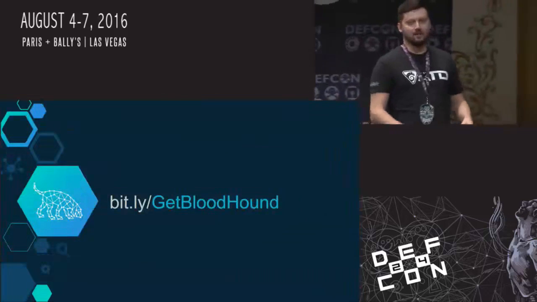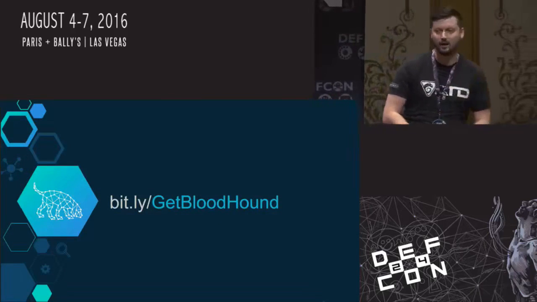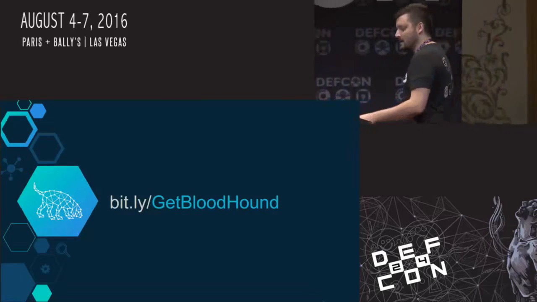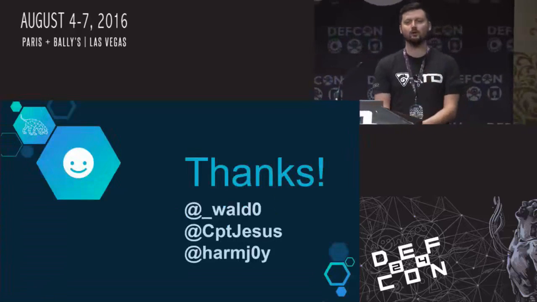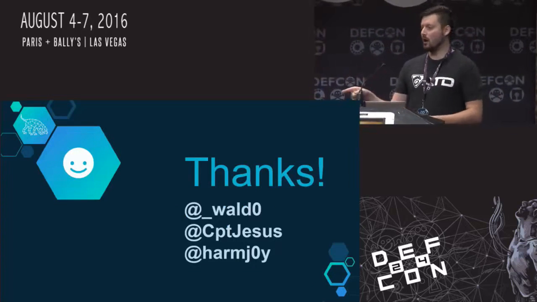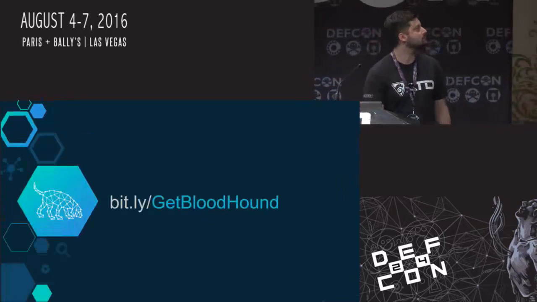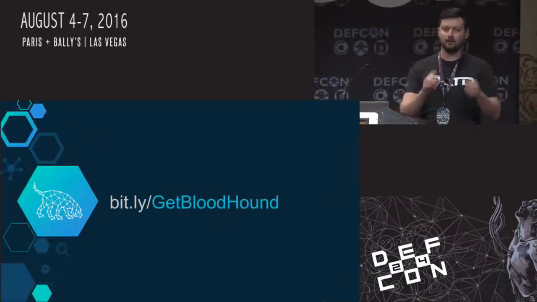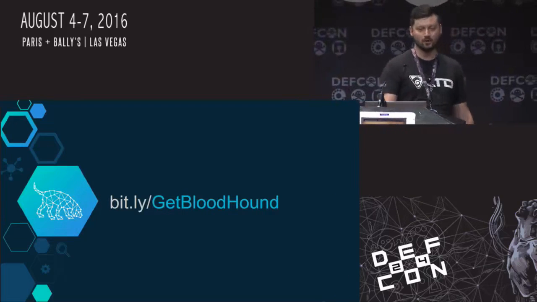So we have a nice, easy link. Get your phone out, take a picture: bit.ly/getbloodhound. You can find me on Twitter. Again, my name is Andy Robbins. My handle on Twitter is @_Waldo with a 0. Rohan, go back. Sorry. There you go. All right, 10, 9, 8, 7, 6, 5, 4, 3, 2, 1.